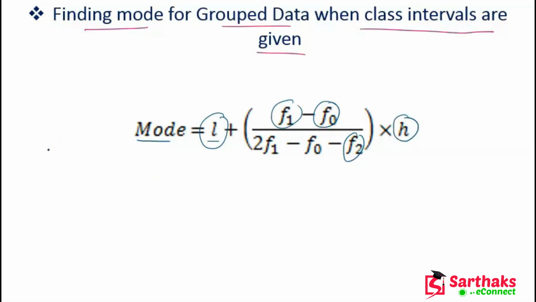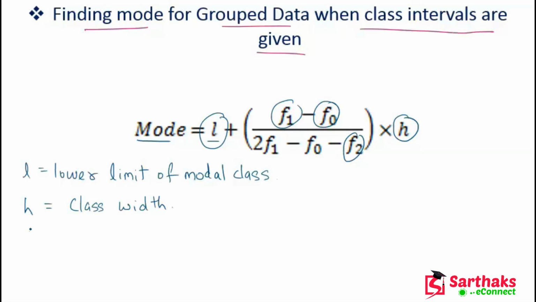First of all, we have L. What is L? L is the lower limit of the model class. Now what is the model class? The model class is that class which has the highest frequency. That class is called the model class. We will see in the questions. Okay. And what is H? So H is the class width. We know that very well.